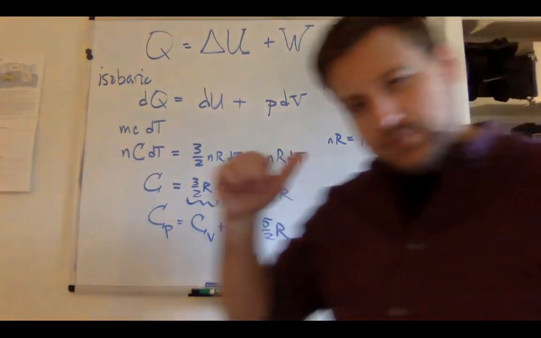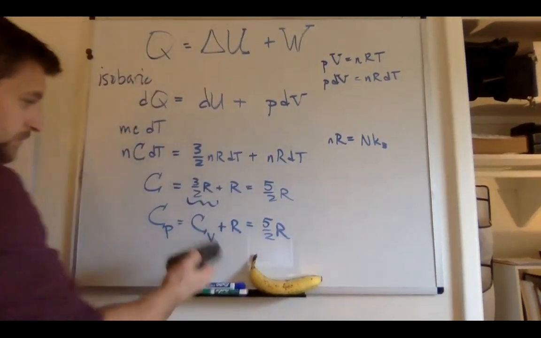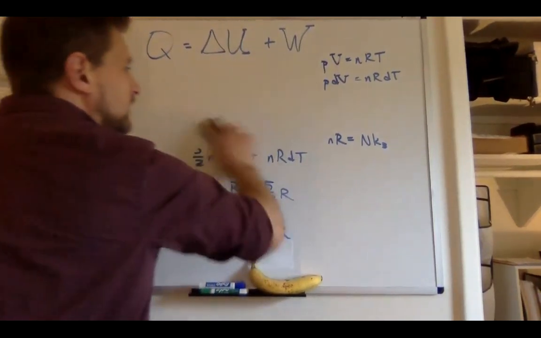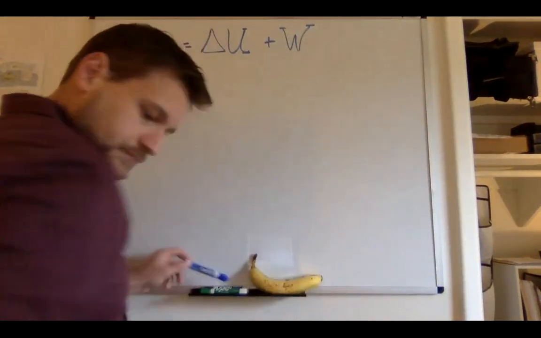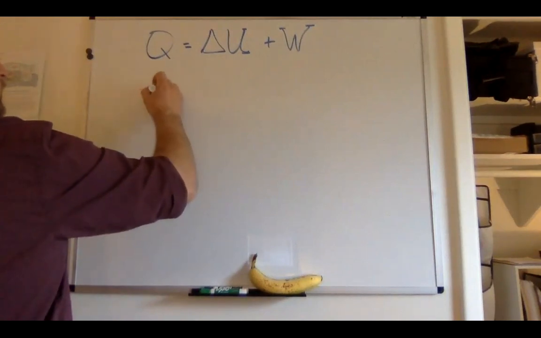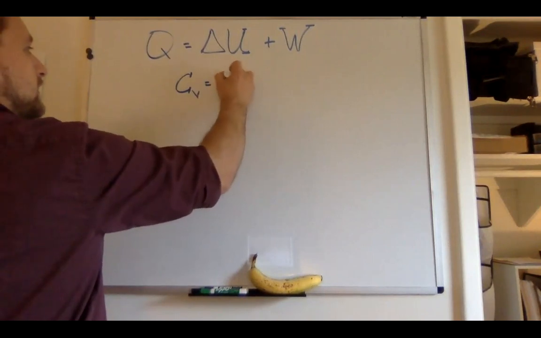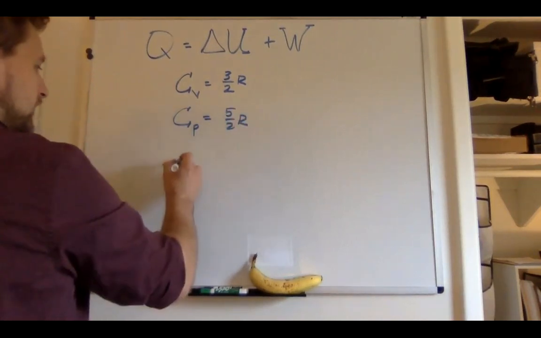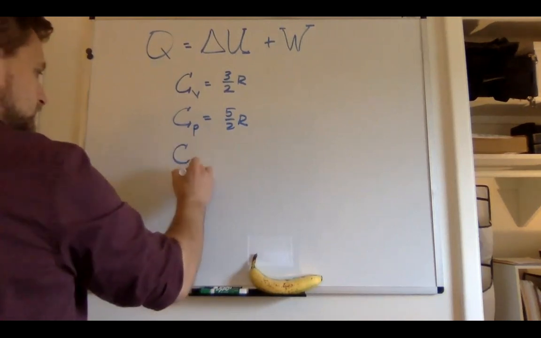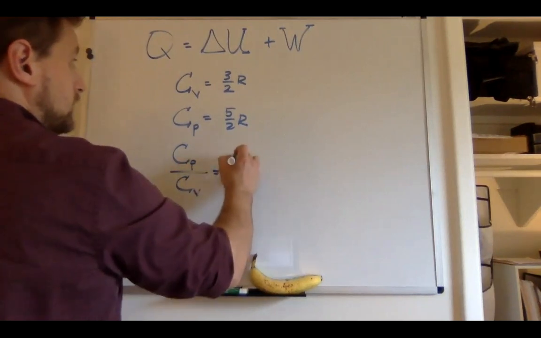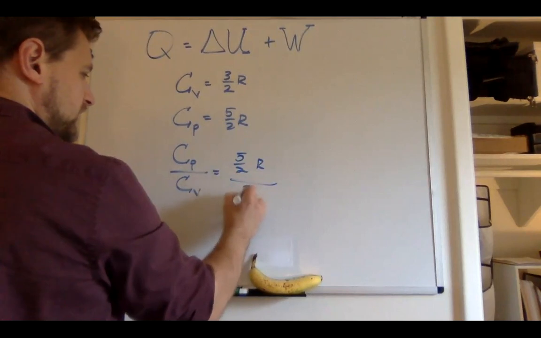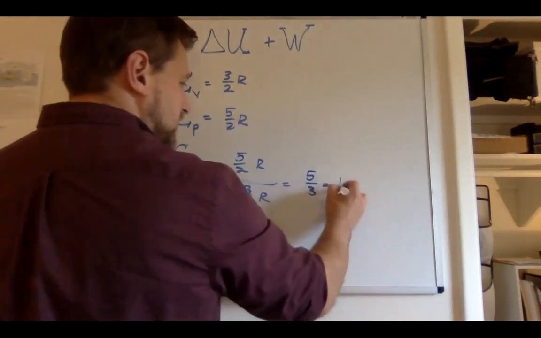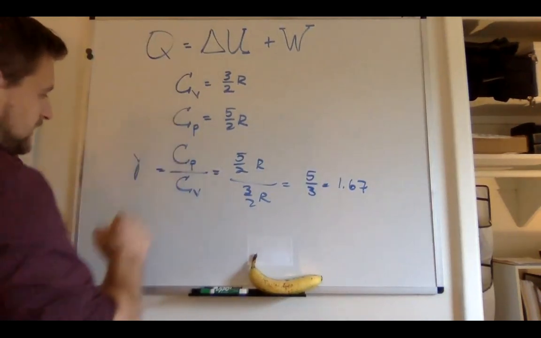Okay, cool. So the two heat capacities are really closely related. They're both in terms of the gas constant, R. So that makes me think there's a nutshell here. C sub V is 3 halves R. C sub P is 5 halves R. And the ratio between them is 5 halves R to 3 halves R. The R's cancel, the over 2's cancel, and we're just left with 5 over 3, 1.67. Let's call that gamma.